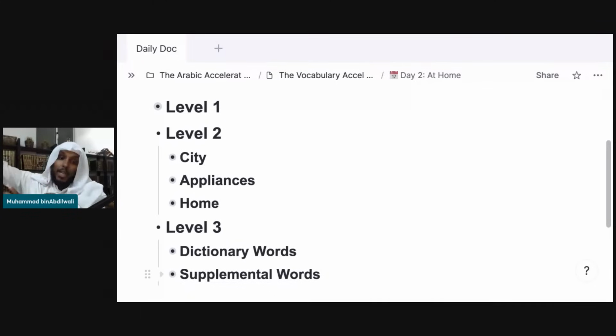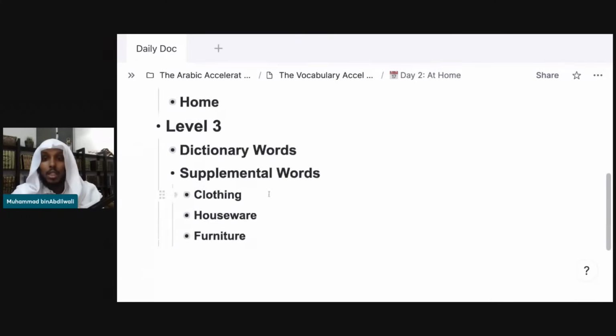We make them available for you so that you can memorize them. And we said we have 3 themes that relate to this at home theme, which is clothing, houseware, and furniture. Okay. Those are things related to the house. So you memorize them, inshallah. Okay. And we also have what we call dictionary words.